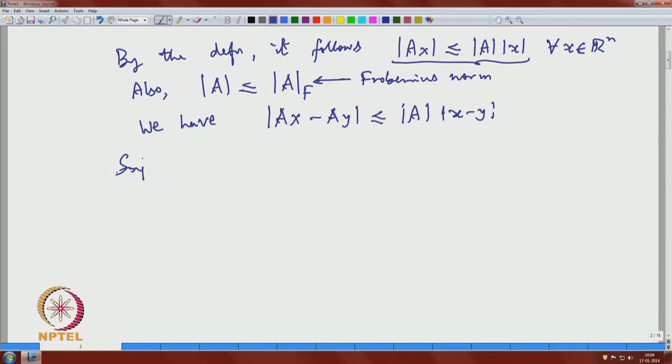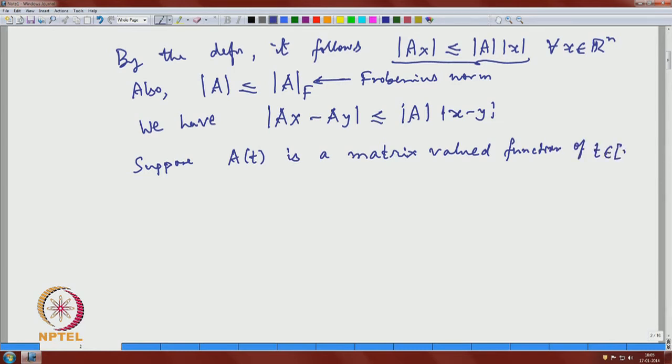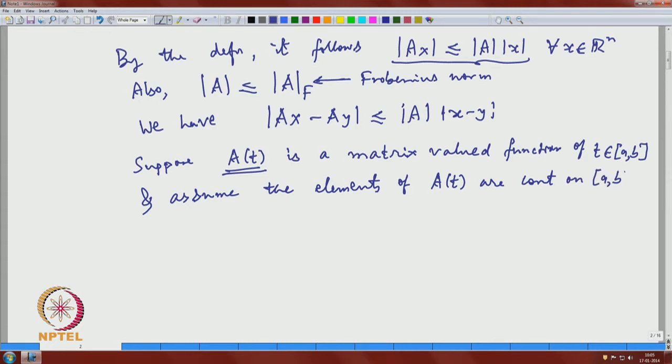Suppose A of t is a matrix valued function of t in some interval. That means for each t in the interval a, b, A of t is in M n R. And assume the elements of A of t are continuous on a, b.